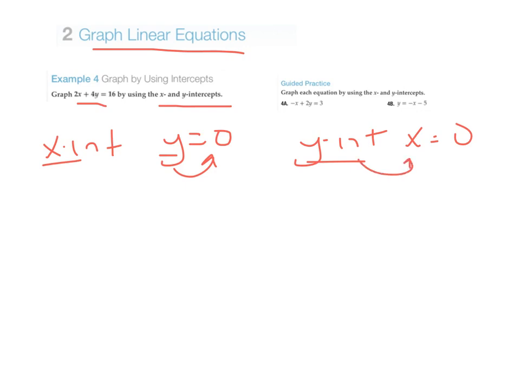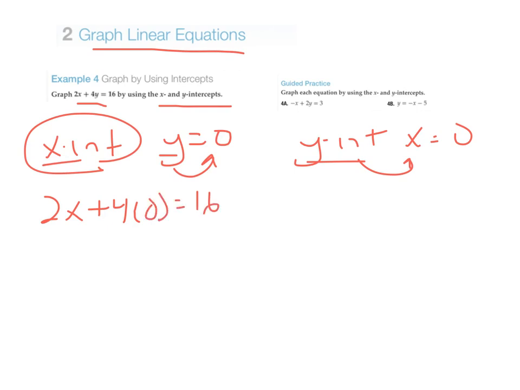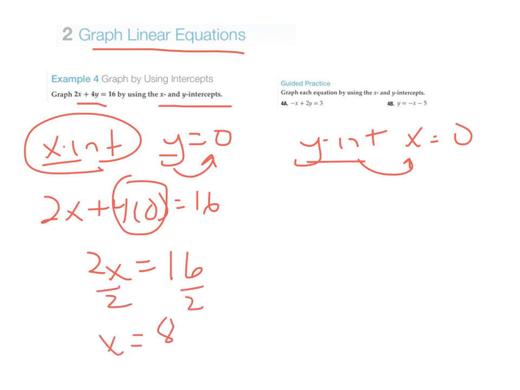So let's go through this process. We're going to find the x-intercept, so I'm going to make y 0. In this equation, I have 2x plus, and I'm going to put 0 for y, equals 16. Well, 0 times 4 is 0, so now I just have 2x. Basically, we eliminate the y-coordinate. Then if I solve this, I get what x equals, and what x equals is the intercept. The coordinate of that is 8, 0.